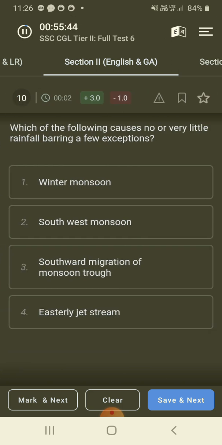Which of the following causes no or very little rainfall barring a few exceptions?